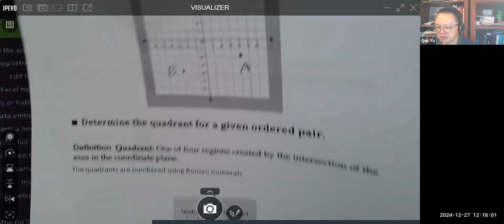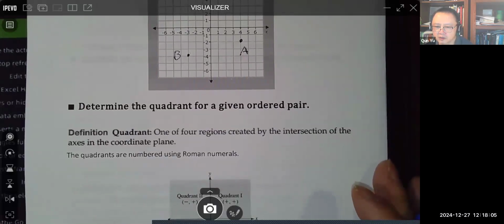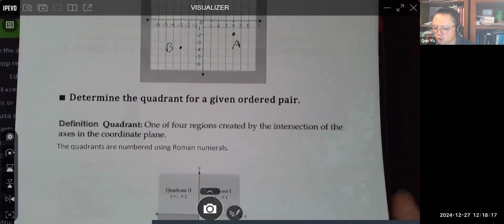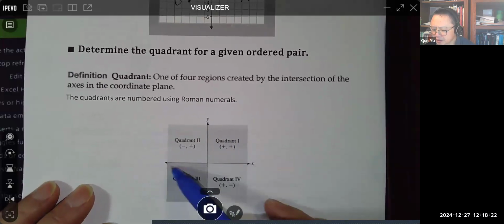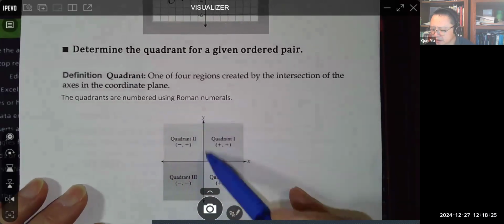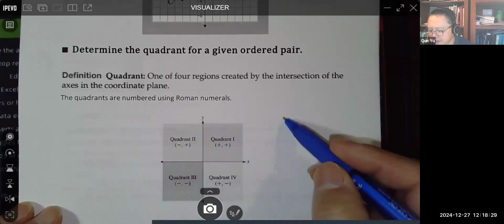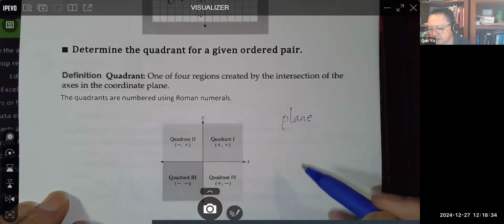Okay, now another learning objective: determine the quadrant for a given ordered pair. That means the location of a given point in terms of quadrants. Now, first of all, what is a quadrant? Basically, we have this horizontal axis and vertical axis, and this whole surface is our coordinate system plane, extended to infinity in all directions.